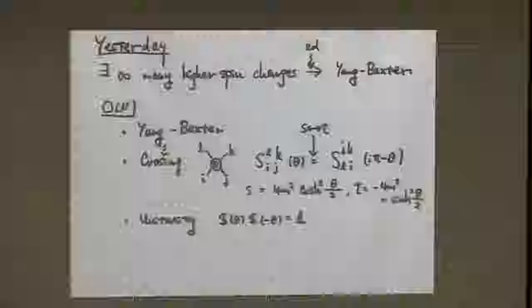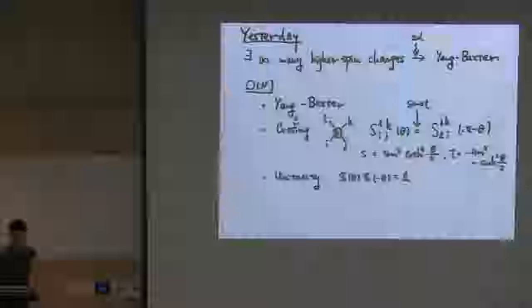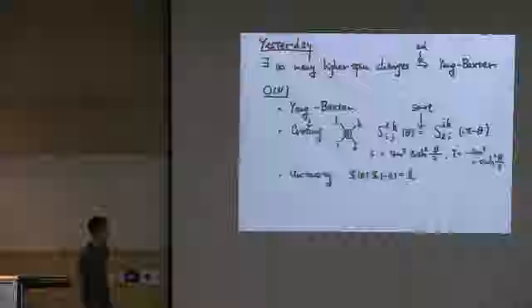Let me first review what we did yesterday. What I explained yesterday, in the beginning, is the relation between the existence of infinitely many conserved charges and the Yang-Baxter equation in two dimensions. I argued that if you have infinitely many higher spin conserved charges, and if your theory is living in 1 plus 1 dimensions, then you can show the factorization of the S matrix and also the Yang-Baxter equation. And then I proceeded to explain how to determine the 2 to 2 S matrix of the O(N) sigma model in 1 plus 1 dimensions.